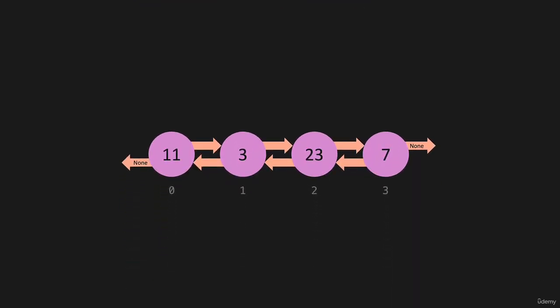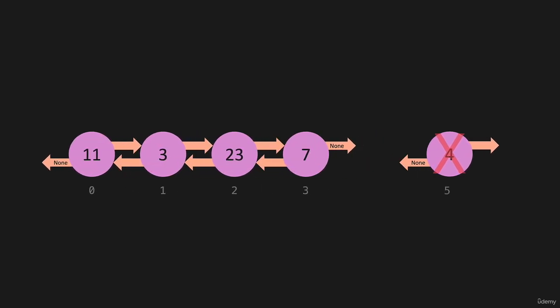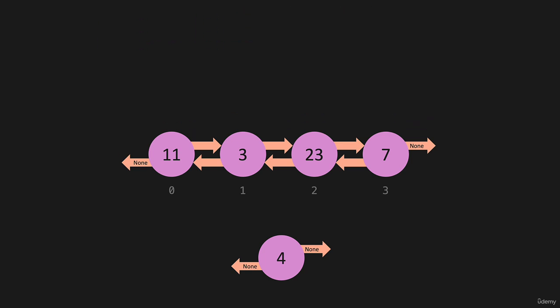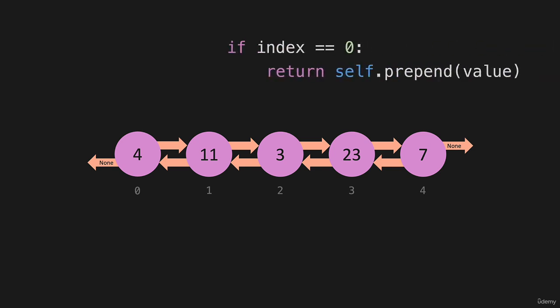All right, here's our doubly linked list, and we're going to create a new node. And when we insert this, obviously we can't have an index less than 0. We can't have an index that is greater than the length. So we'll say if the index is less than 0 or the index is greater than the length, we're going to return false.